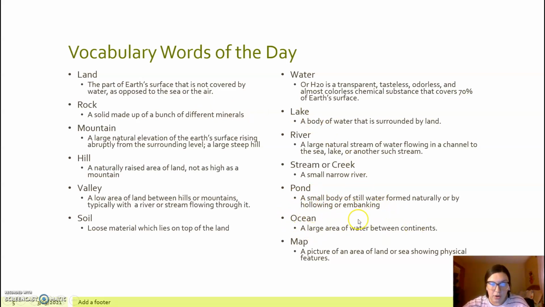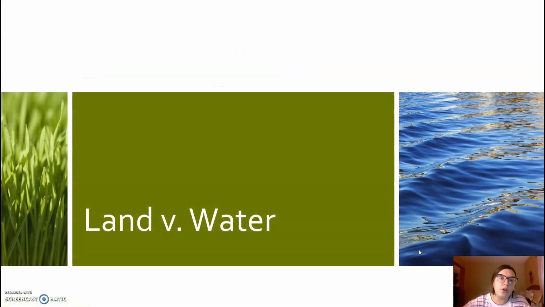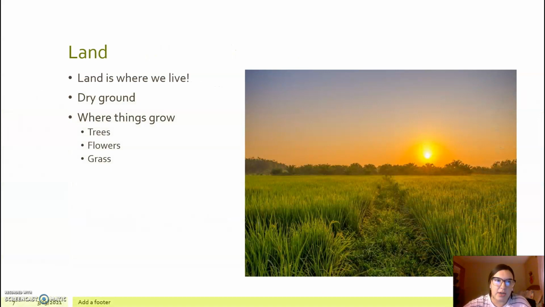An ocean is a large area of water between continents, and a map is a picture of an area of land or sea showing physical features. And we're going to be going over maps a lot today. So let's first get into land and water.